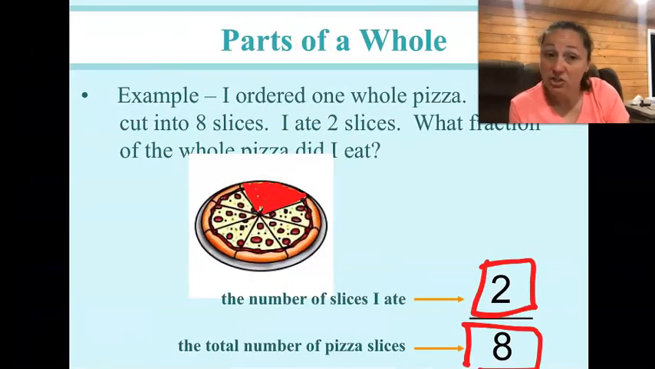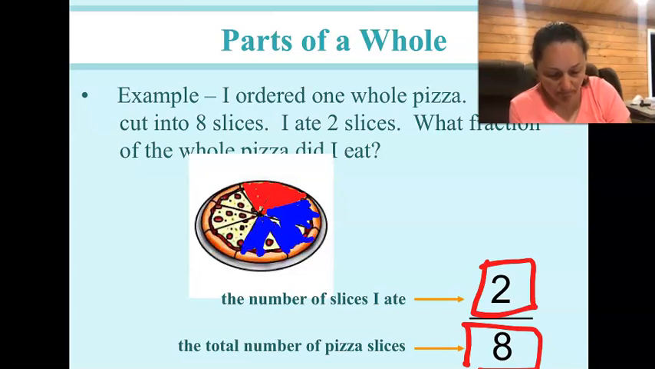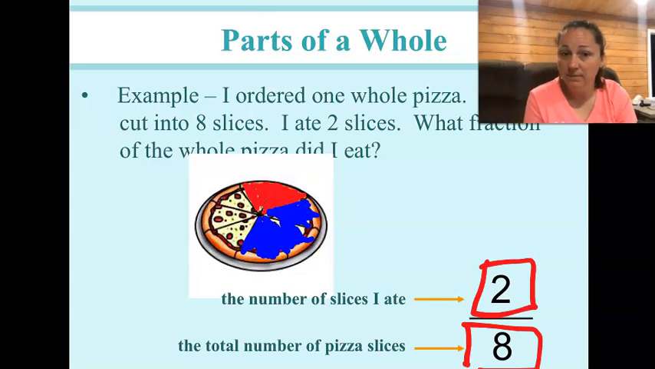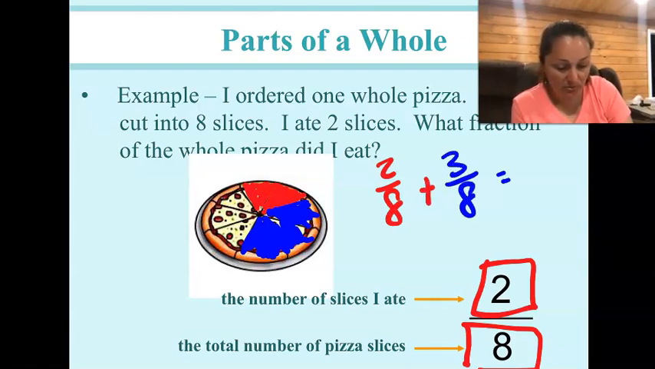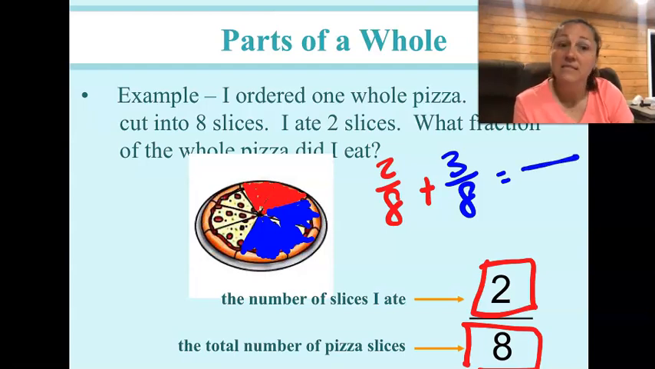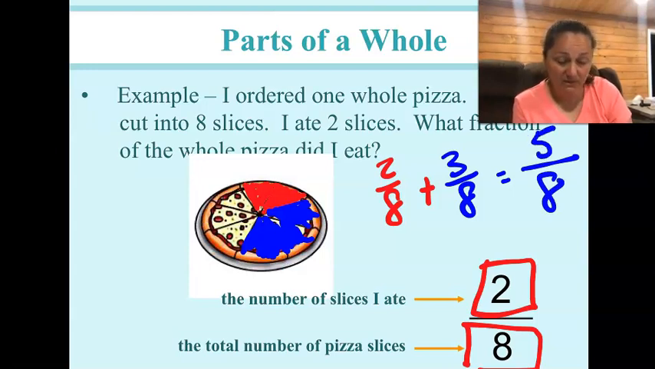And I said that I ate 2 for breakfast, and then I ate 3 for lunch. Ta-da! You can see that I have 2/8 plus 3/8 equals, my 8ths stay the same. I'm not changing the size of my piece. And then I add the top. So I ate 5/8 of the pizza in one sitting.